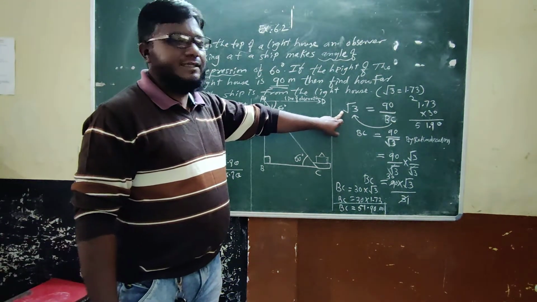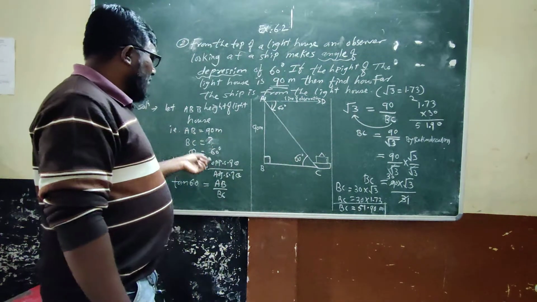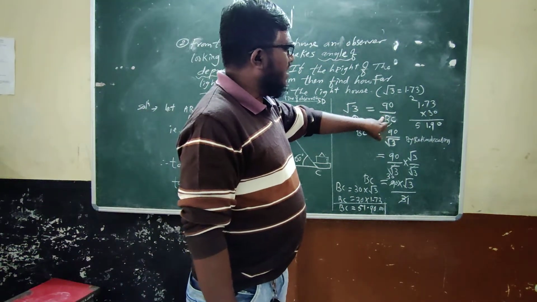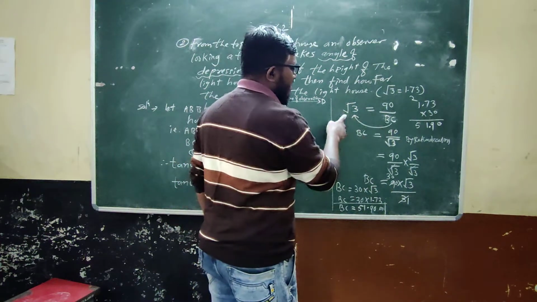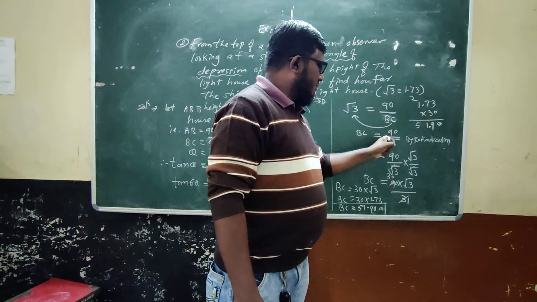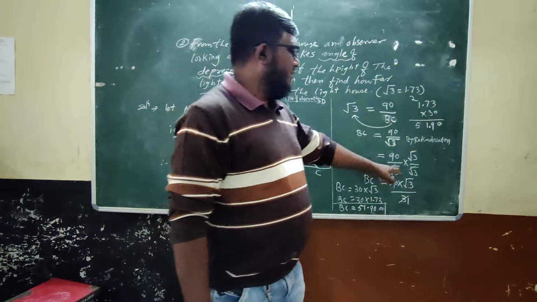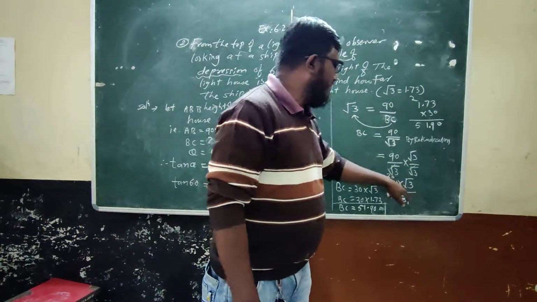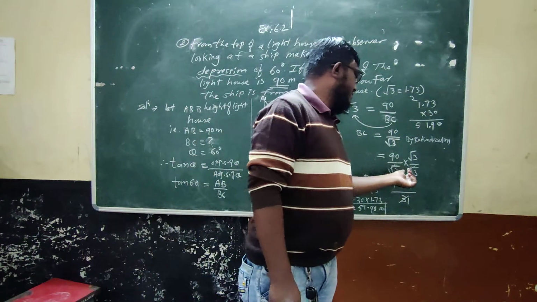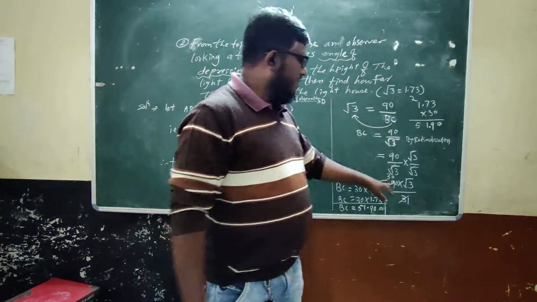We have to see tan 60 is root 3, equal to 90, the height of the lighthouse, and it is given AB is 90 meters, and BC we have to find. We'll shift BC here and root 3 here. So we have to cancel this root sign. By rationalization we will cancel this root sign, and this root 3 and root 3 will multiply with each other. In rationalization they will cancel the root sign, and only 3 comes.